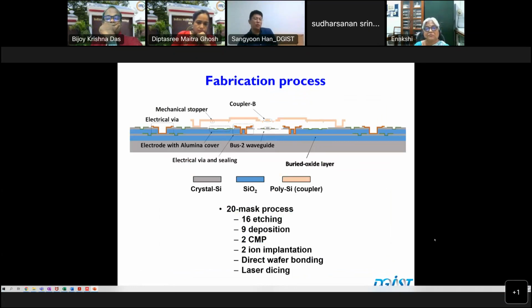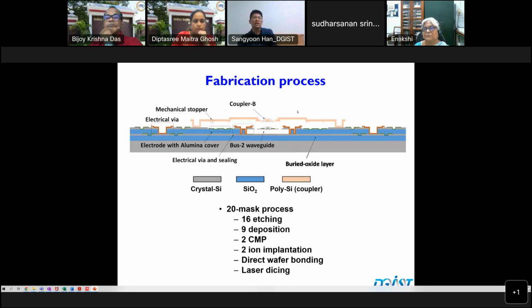Material-wise, it's not really exotic. The materials used are just silicon dioxide and polysilicon. Maybe one material you may feel is exotic is aluminum oxide. Other than that, it's just standard CMOS. Process-wise, it's just deposition, etching, lithography, and maybe one wafer bonding for this extreme case. But other than wafer bonding, it's really just CMOS compatible.